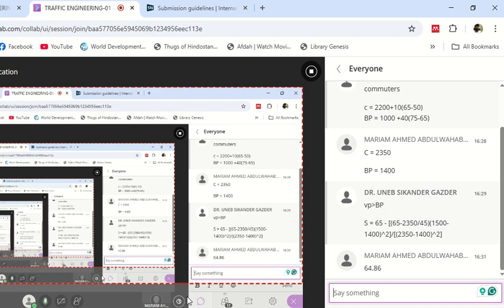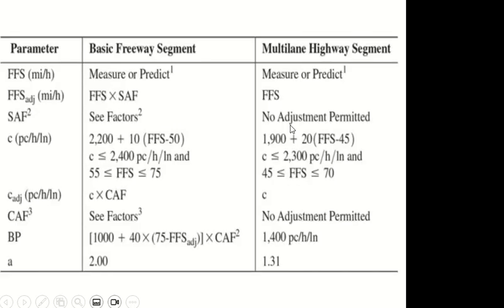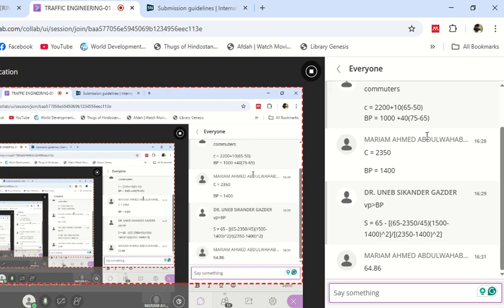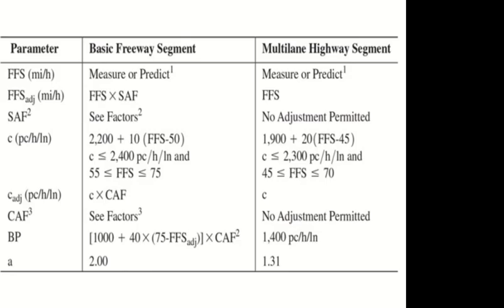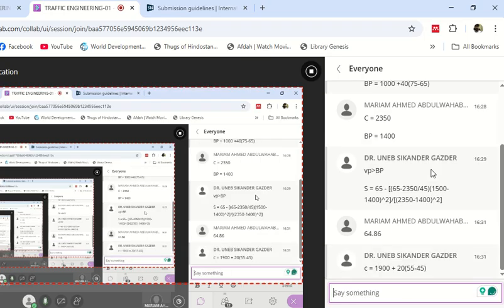Okay, so I hope it was clear. Let me take one more example for multilane highway. Again the same things are given. I'll start with capacity for multilane highway. This is the capacity. Free flow speed is given as 55. Flow rate is 1200. So for multilane highway capacity, I'm using this equation now, third column: 1900 plus 20 into free flow speed 55 minus 45. This will give you capacity.